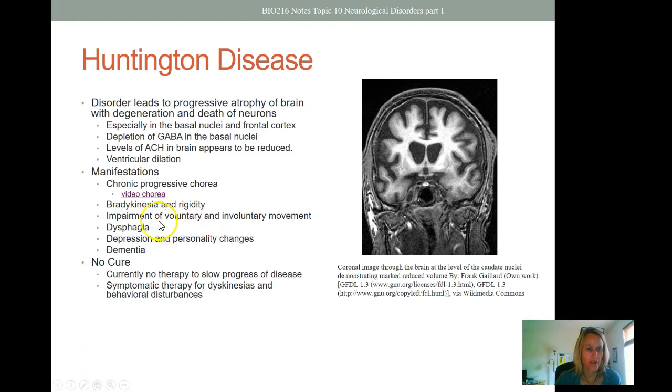They also have bradykinesia and rigidity due to damage to the basal nuclei, impairment of voluntary and involuntary movement, dysphagia or difficulty swallowing, depression and personality changes due to atrophy of the frontal cortex, and dementia also due to atrophy of the frontal cortex. There is no cure, and currently there's no therapy to slow or progress this disease. Symptomatic treatment is given for some of the motor and behavioral disturbances.